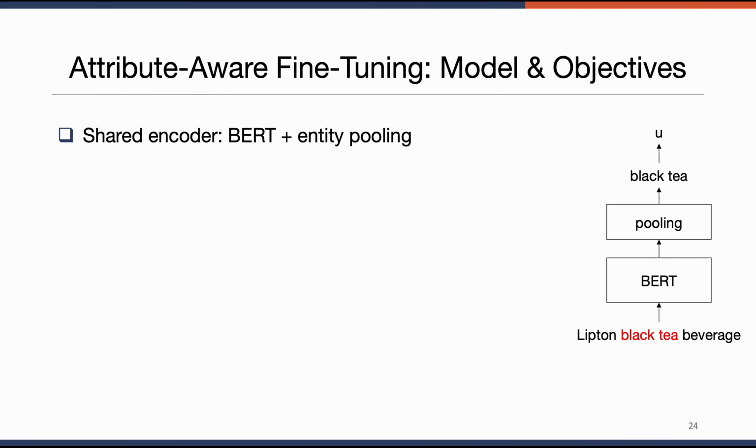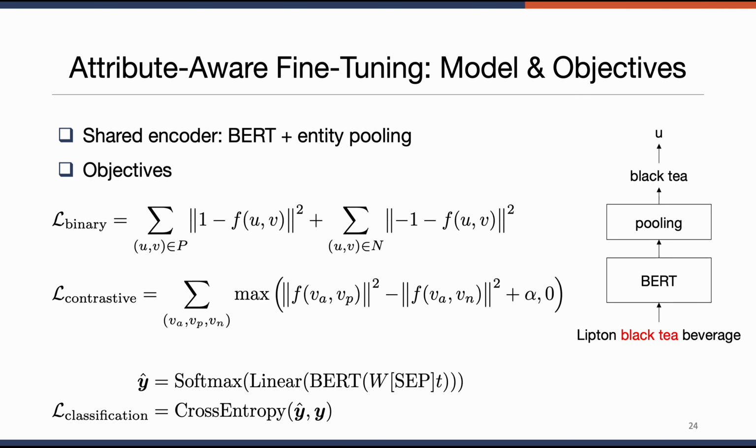For the shared encoder, we use a BERT model plus entity pooling. So we give the full sentence to the BERT model, and we only take the representation for that specific value candidate. And here are our specific objectives for each task.